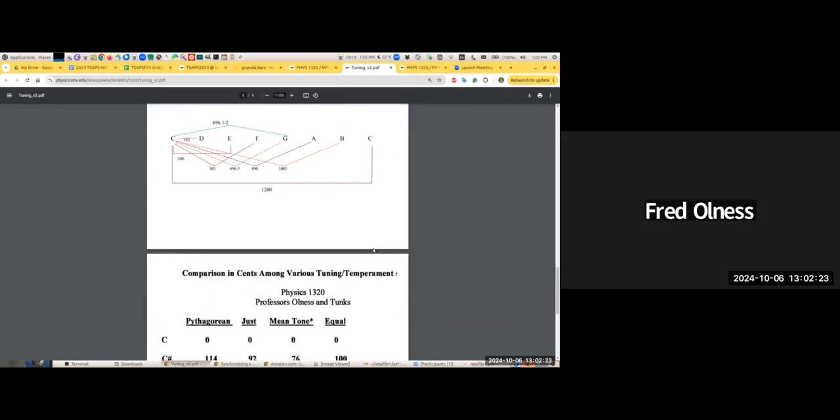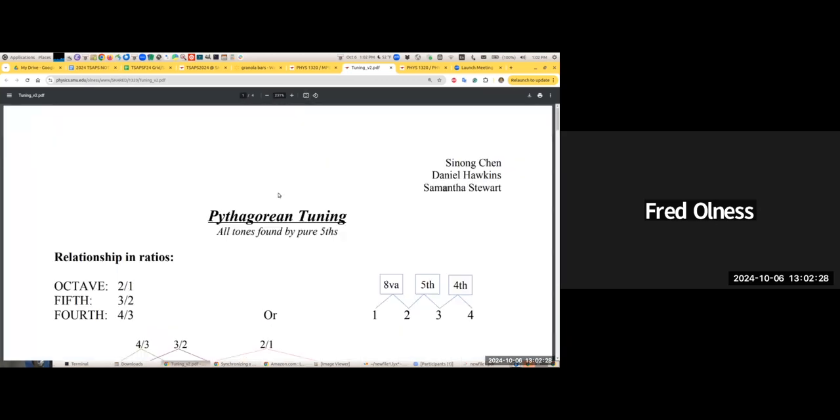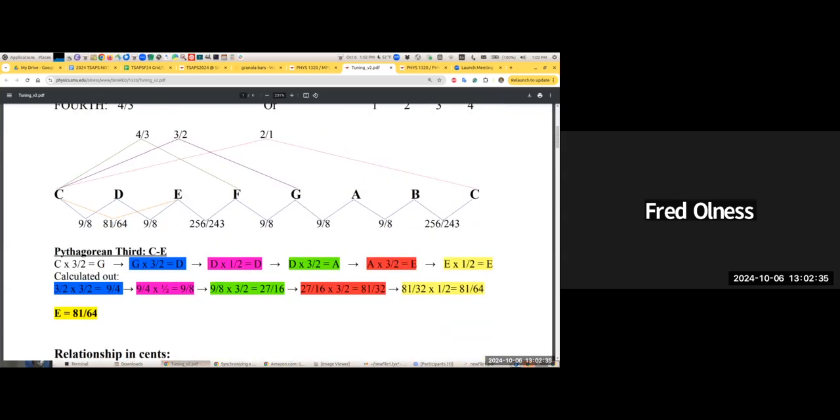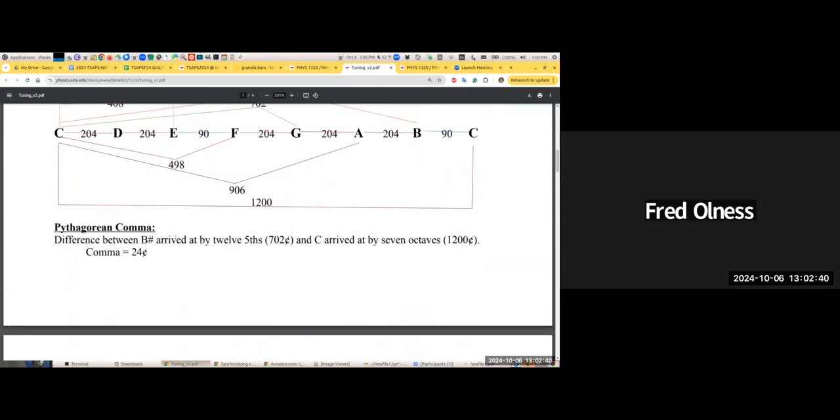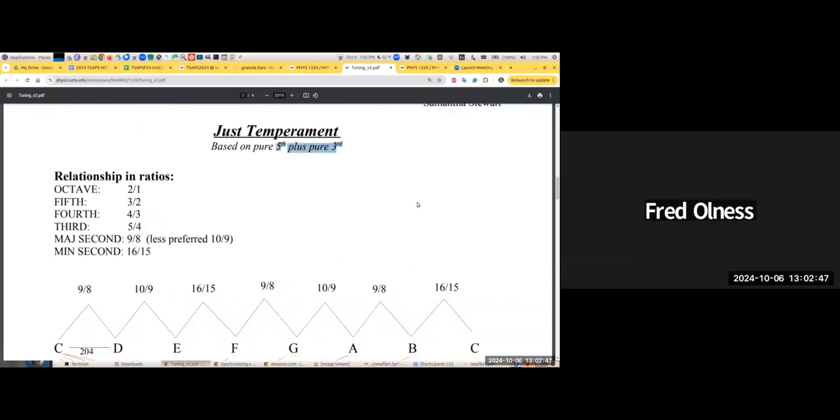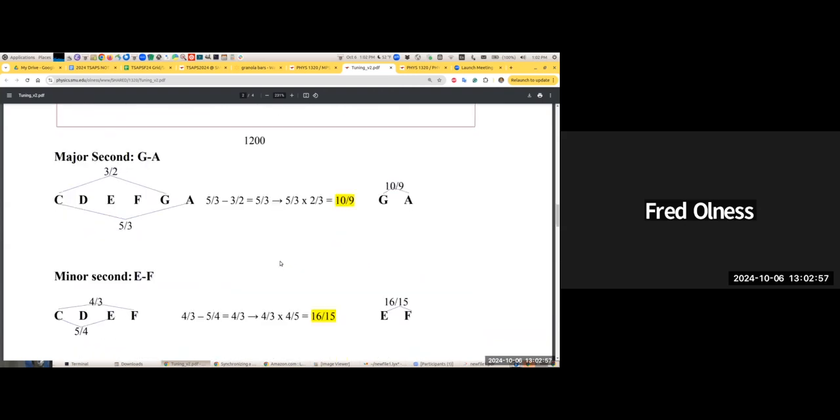And again, coming back here, just to recap, the Pythagorean tuning is based on the pure fifth. That's the important interval there. And the deficit is the lousy third and the lousy half step, and the Pythagorean comma, the 24 cents when you go through the cycle of fifths. Just temperament is based on the pure fifth and the pure third, but to get that, you have to sacrifice. You have these uneven half steps, which is really not practical for playing.